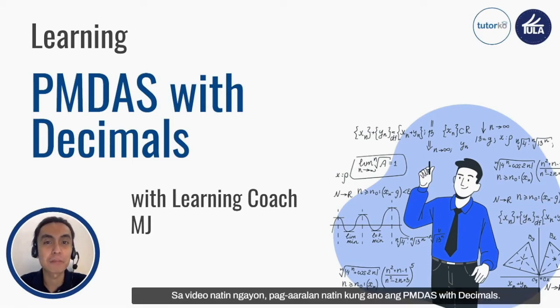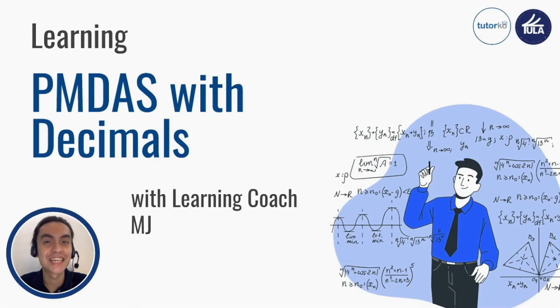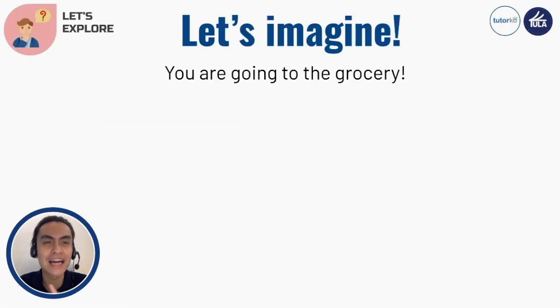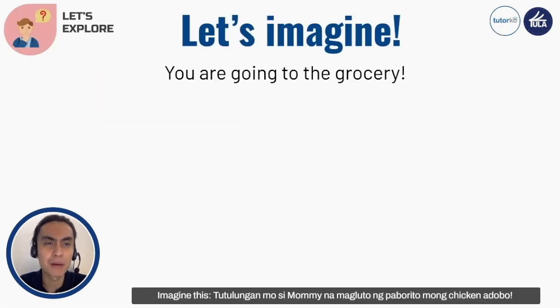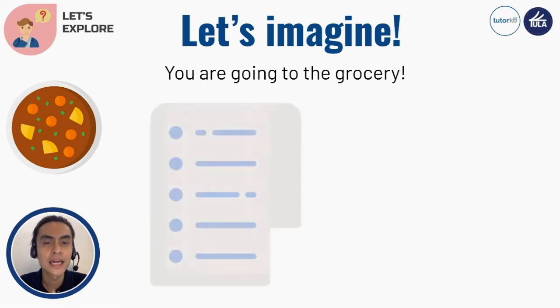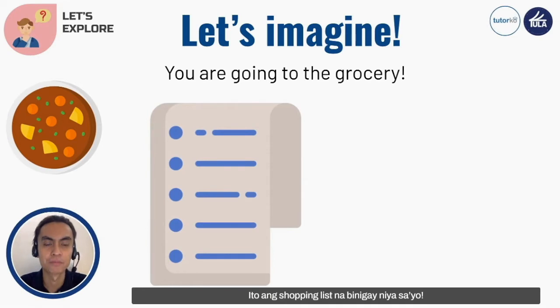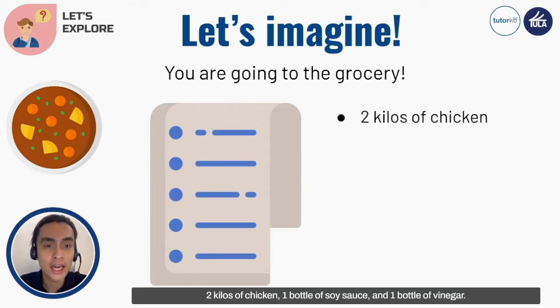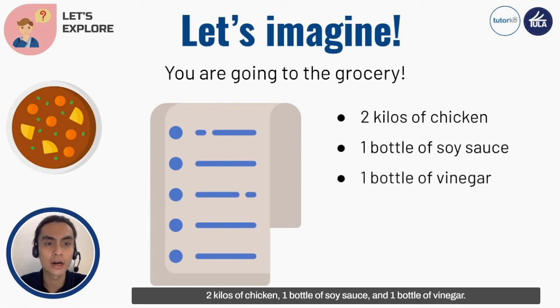Sa video natin ngayon, pag-aaralan natin kung ano ang PMDAS with decimals. Ano kaya 'to? Sige, simulan natin. Imagine this. Tutulungan mo si mommy na magluto ng paborito mong chicken adobo. Kaso, kulang ang ingredients niya. Kaya inutusan kang bumili ng mga ingredients sa grocery. Ito ang shopping list na binigay niya sa'yo. 2 kilos of chicken, 1 bottle of soy sauce, and 1 bottle of vinegar.